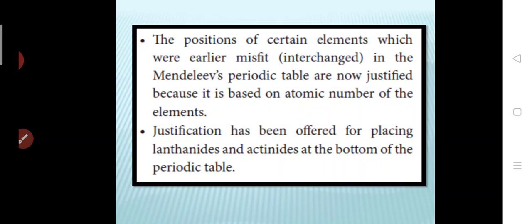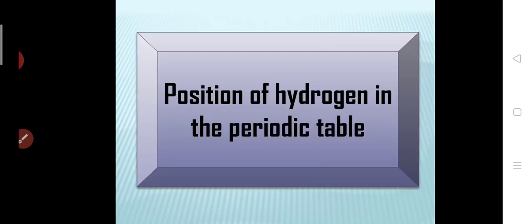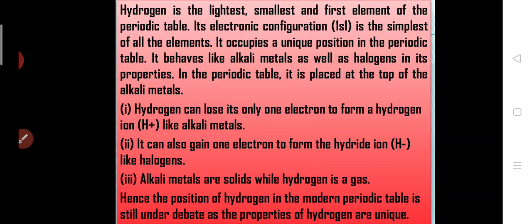He justified that also. Now we are going to see the position of hydrogen in the periodic table, because, as I said while discussing the blocks, hydrogen was placed along with the metals, but it is a non-metal. So still we don't have a proper position for hydrogen in the periodic table. Let us see how it is. Hydrogen is the lightest, smallest and the first element in the periodic table. You all know very well. Its electronic configuration is 1s1. It is the simplest of all the elements.